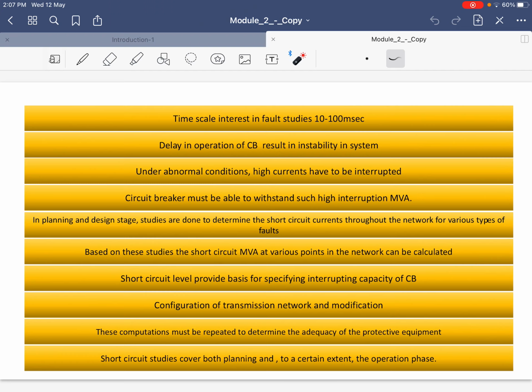Short circuit studies cover both the planning and, to a certain extent, the operation phase also. The fault studies help us first for planning purposes, to design the protective scheme. At the same time, they also help us in the operation of the system under fault conditions. Which sections you have to open and where you have to reroute, we will come to know from this fault analysis.